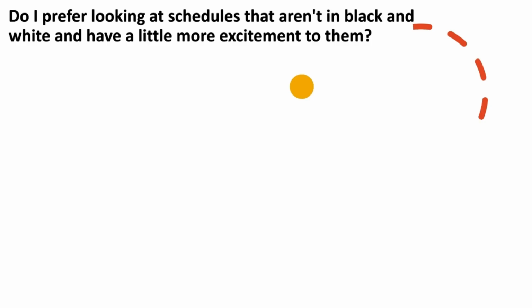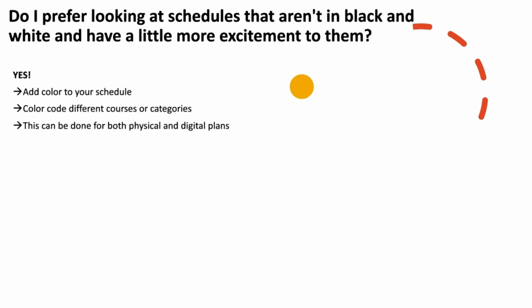First, do I prefer looking at schedules that aren't in black and white and have a little more excitement to them? If yes, you can add color to your schedule. You can choose to color code different courses or categories. For example, meal times could be red, anything psych-related could be blue, and any social activities could be green, and so on. You can add this color in for both physical and digital plans. The only difference being that for the physical plan, you would be doing this by hand, and with the digital plans, you would be able to do it with your computer.